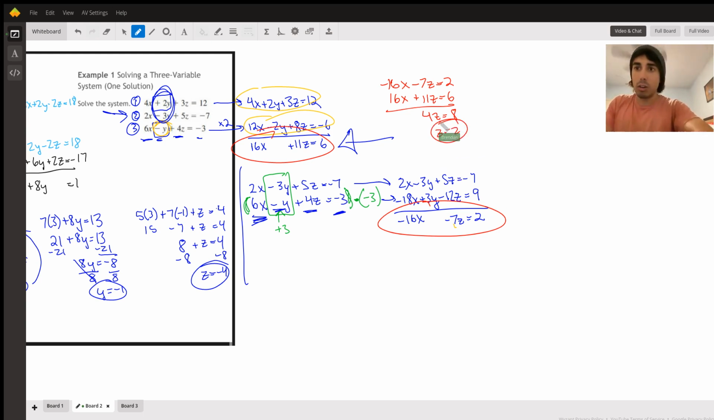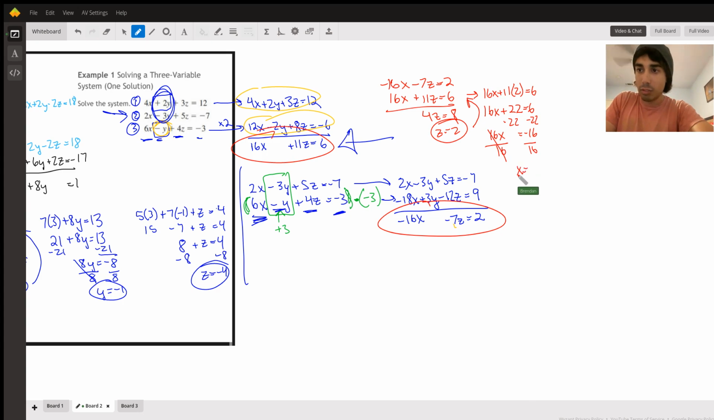And once again, just like always, we're going to go ahead and plug that back in. I'll plug it into the second one. So I'll have 16x plus 11z. So that'll be 11 times 2 equals 6. 11 times 2 is 22. So I got 16x plus 22 is 6. We're going to subtract 22's on both sides. 16x equals negative 16. And then we'll divide by 16. x equals negative 1.